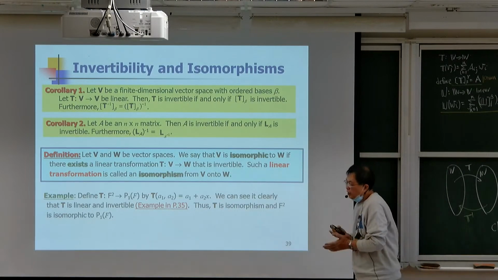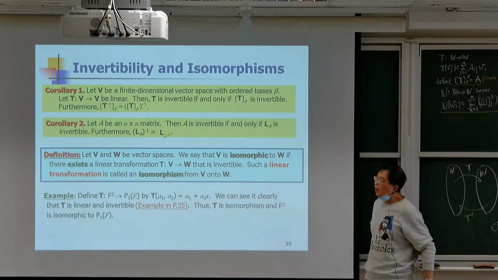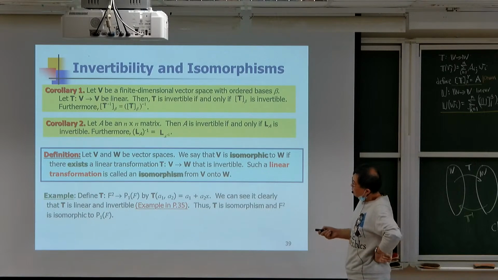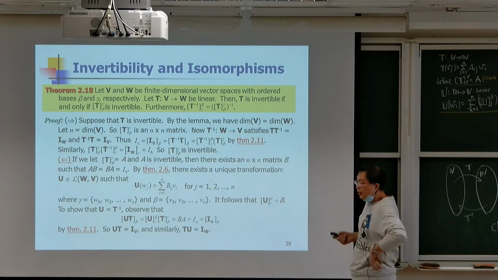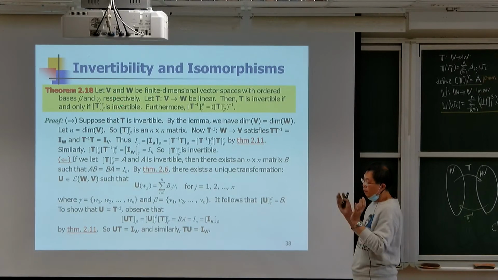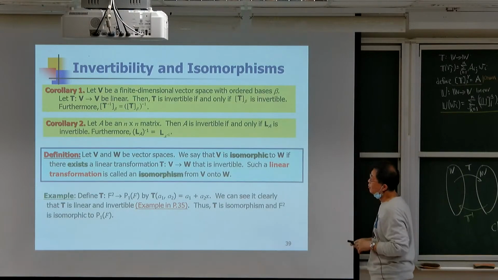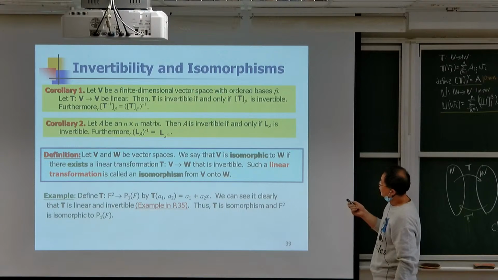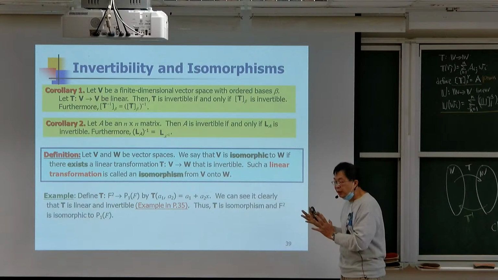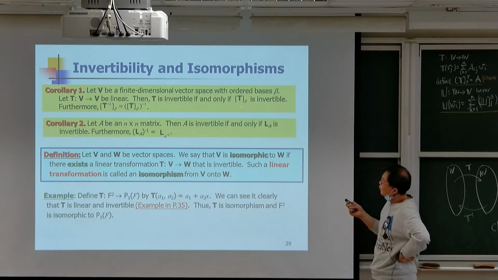So here we just narrow down its application. In Theorem 2.18, it's a general case. We have two distinct vector spaces, but in Corollary 1, we have only one vector space. Let V be a finite-dimensional vector space with ordered basis beta, and T a transformation from V to V. So we transform the vectors within the same vector space.